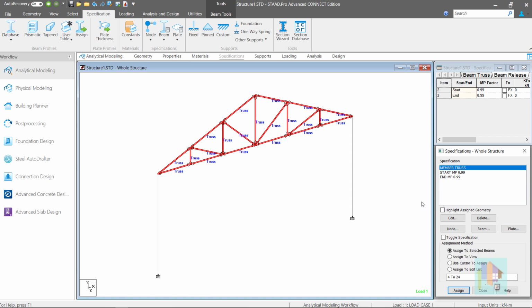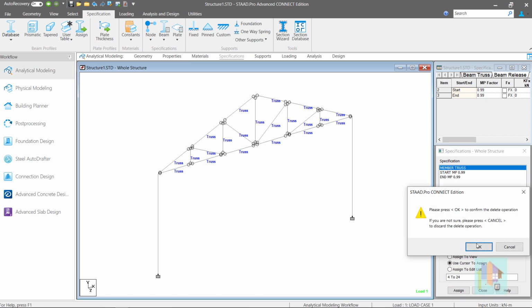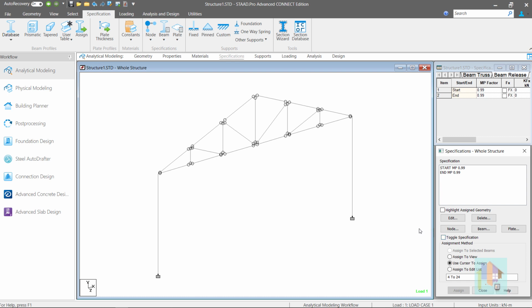In simple words, the difference between this release specification and the member truss specification is only 1% stiffness, which is a very small amount. But this can solve the zero stiffness or local instability condition that arises from inadequate resistance. Now this model does not have any truss member. We have replaced that with the partial member release command where 1% rotational stiffness is allowed.